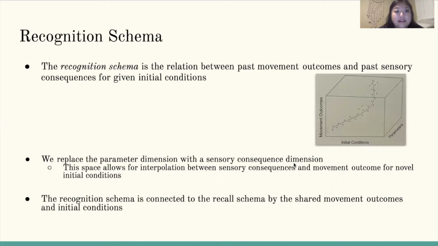Next, we're going to talk about recognition schema. The recognition schema is the relation between past movement outcomes and past sensory consequences for given initial conditions. In the figure here, the parameter dimension is replaced with a sensory dimension. This thought space allows for interpolation between sensory consequences and movement outcome for novel initial conditions. The recognition schema is connected to the recall schema by the shared movement outcomes and initial conditions.